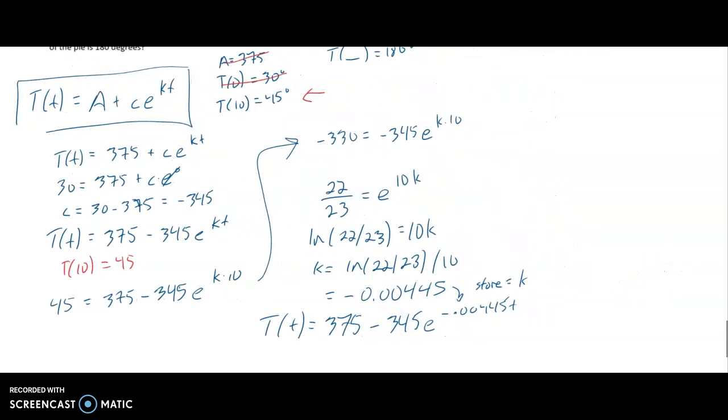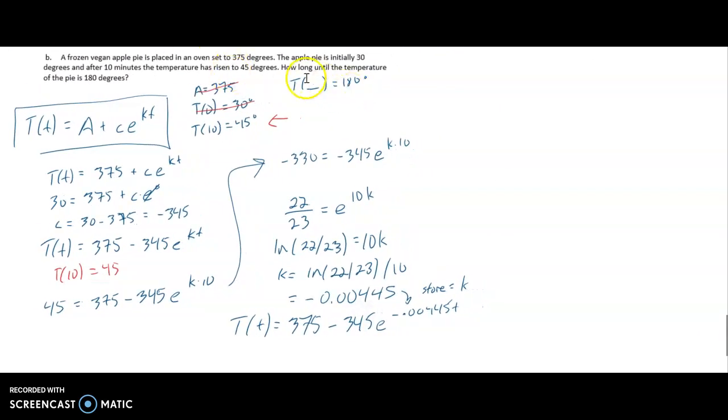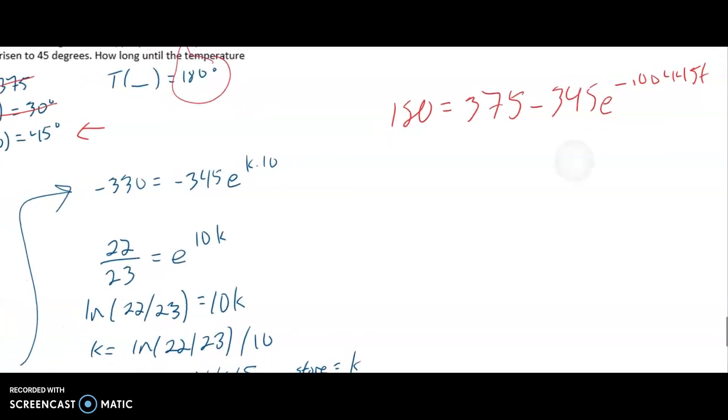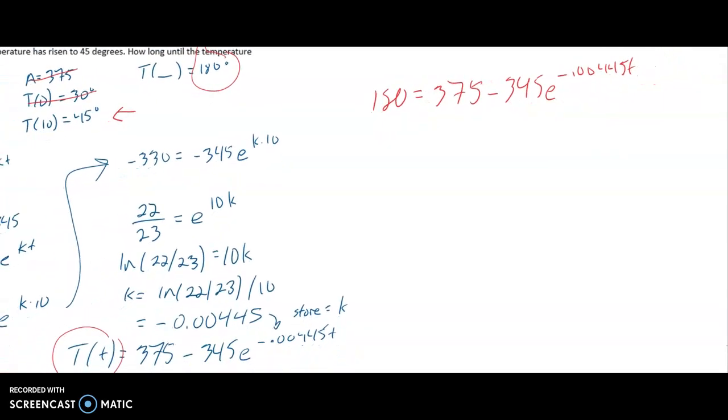Now, if I zoom out a little bit, we'll see all these things that we're looking for. I want to know T of what is 180. So this 180 is going to show up right there. So I get 180 equals 375 minus 345 e to the negative 0.00445t. Now I just have to solve for my time. So I'll zoom in a little bit here. I'm going to do all the algebra step by step, sort of in my head, but mostly out loud.